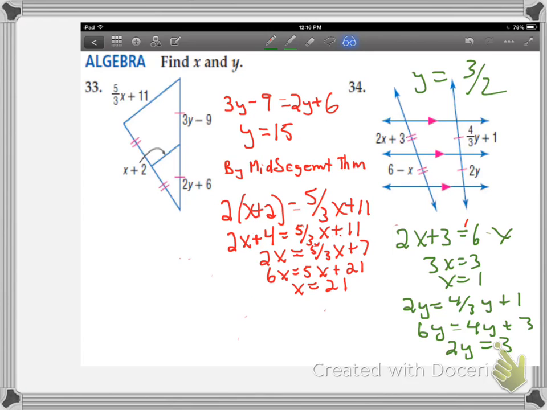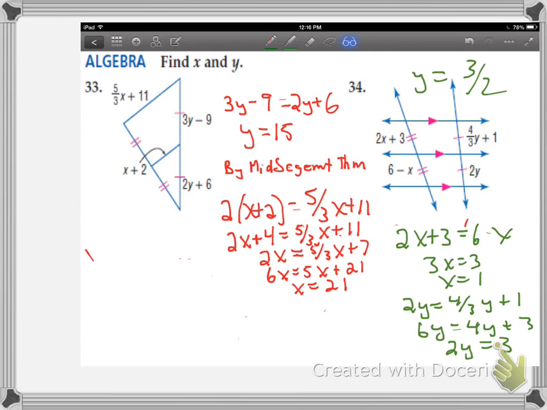On problem 33, finding y is easy. The two segments with the y's in them are marked congruent, so we just set them equal. 3y minus 9 equals 2y plus 6, and we'll have y equals 15. We're going to use the mid-segment theorem on the second half of the problem.